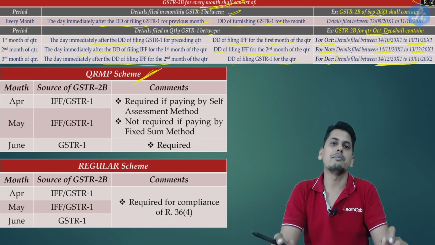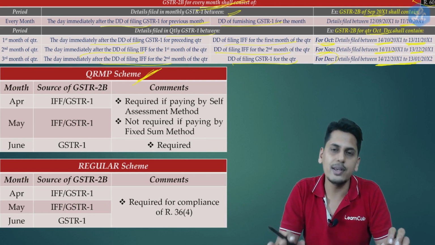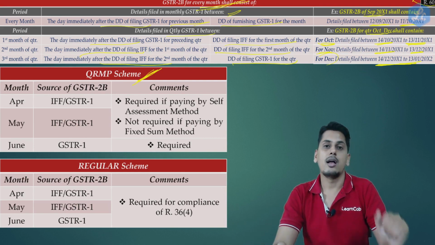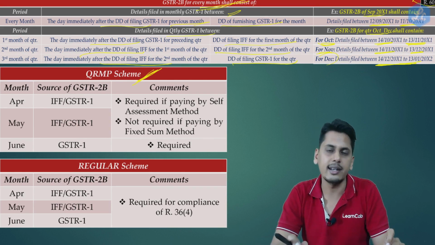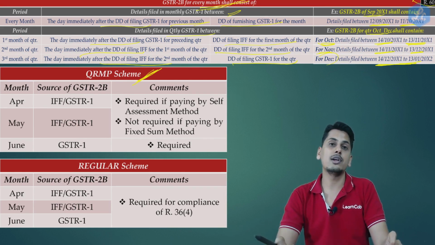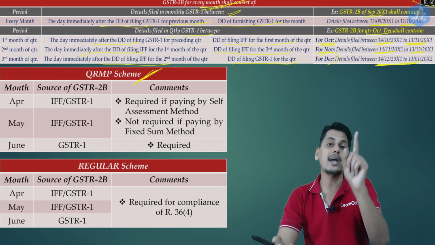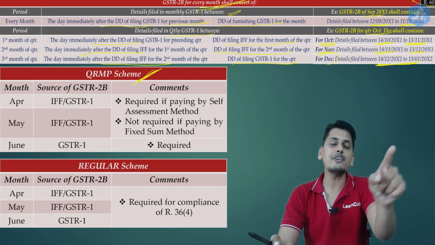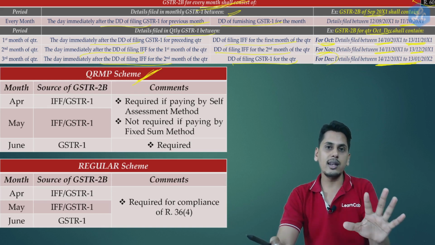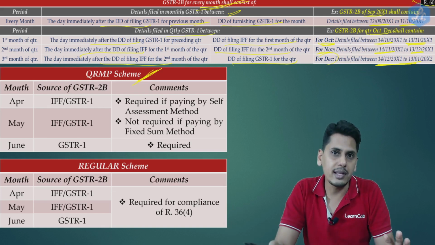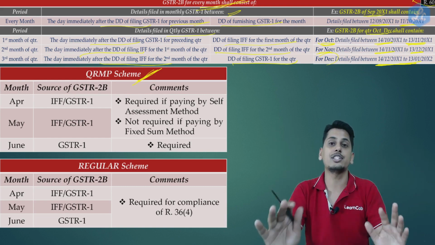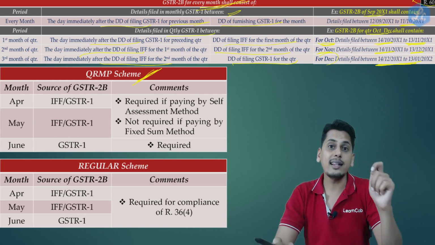However, even under the fixed sum method, for the third month, it is always on a self-assessment basis. So I would require GSTR2B data when I file the return for the entire quarter, because what I have paid in the first and second month by the fixed sum method was only to ease the compliance burden, but the actual calculations I will have to do at the end of the quarter.